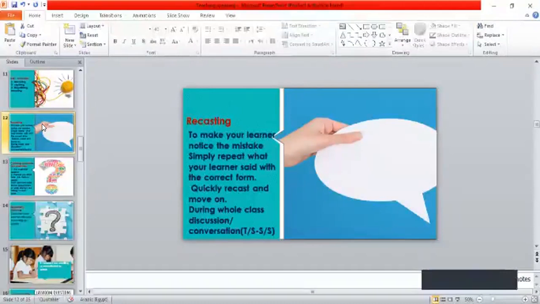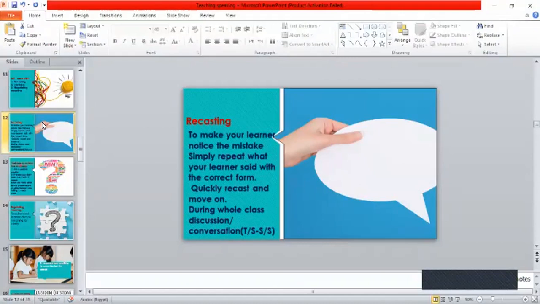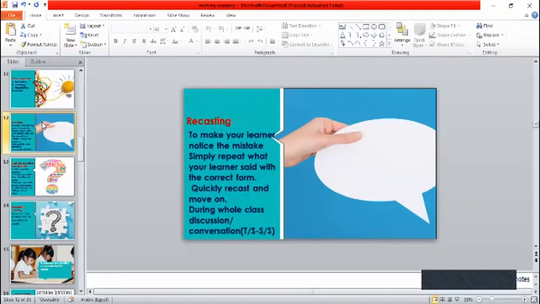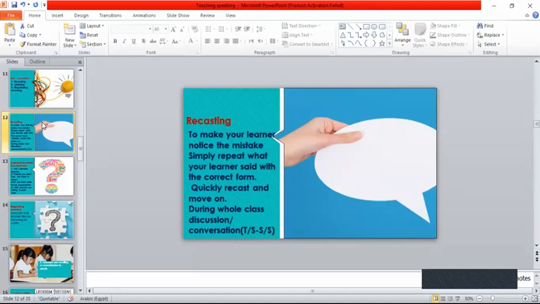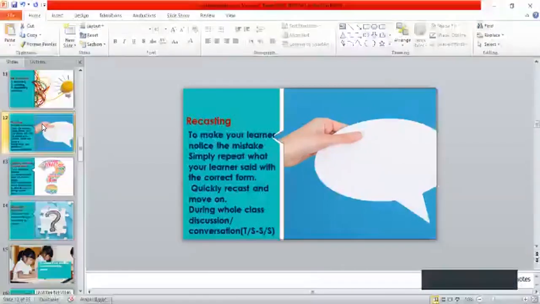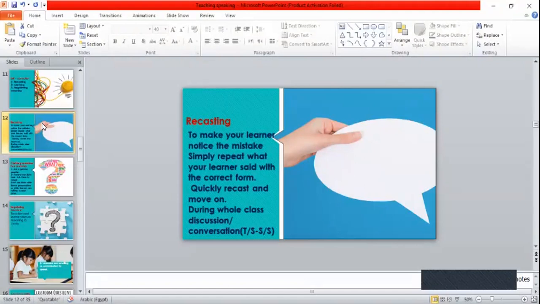And it's a good idea to do that during whole class discussion, or when you have a one-on-one conversation, a conversation between two students, or between me and another student, a teacher and a student. So it's a good idea to do this technique when you have whole class discussion. For example, Mrs. Hannah, today we talked about... please can you repeat?